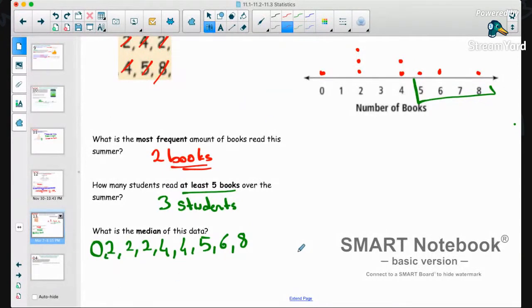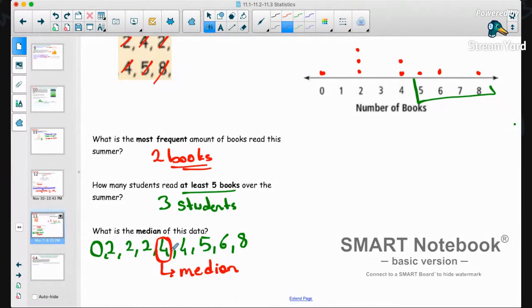After ordering my data from least to greatest, I need to get the number in the middle. How? Let's do it. First of all, how many data are there? 1, 2, 3, 4, 5, 6, 7, 8, and 9. There are 9 data. So what is in the middle? This is the number in the middle. This means that your median is 4.